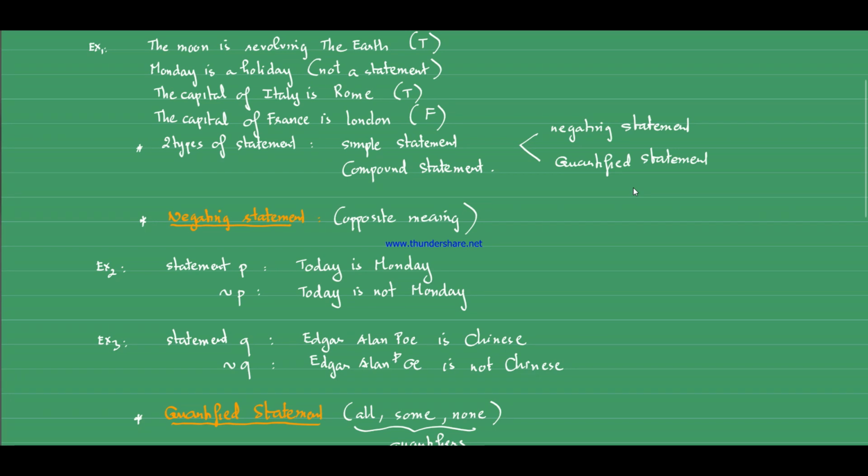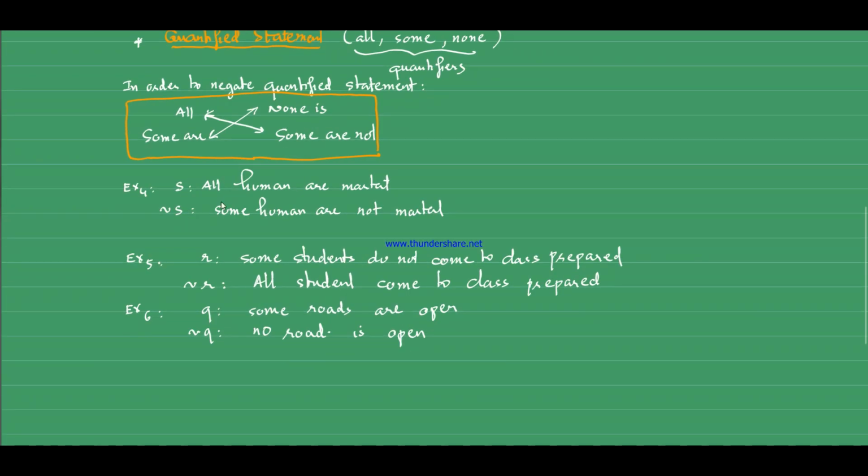And if we have more than one statement and we want to connect those simple statements together, then we can create a compound statement, a connection between two simple statements called a compound statement. In order to connect them, we're going to use some connectives. Let me write them down here.